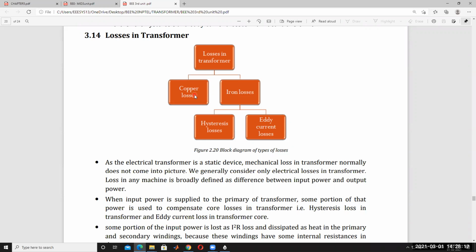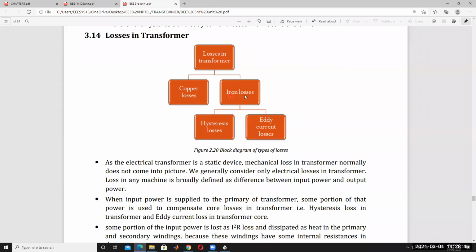At the manufacturing stage the winding resistance is fixed, and at the operating stage the copper resistance of the winding stays the same. Once the design is over, the resistance cannot be changed. That's why the copper losses depend on load. If the load changes, the current changes, and then the I square R loss also changes. Under no load condition, copper losses are almost zero.